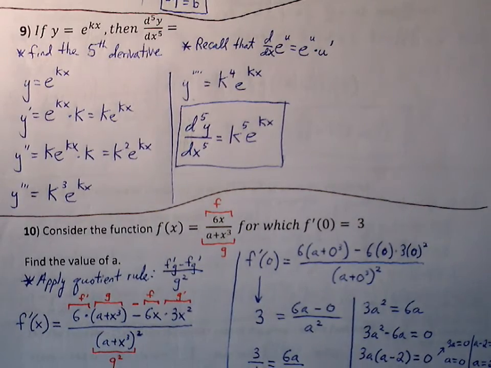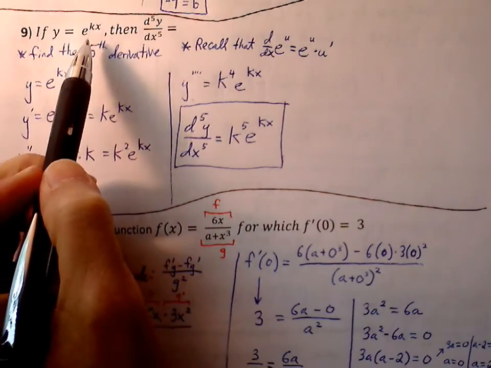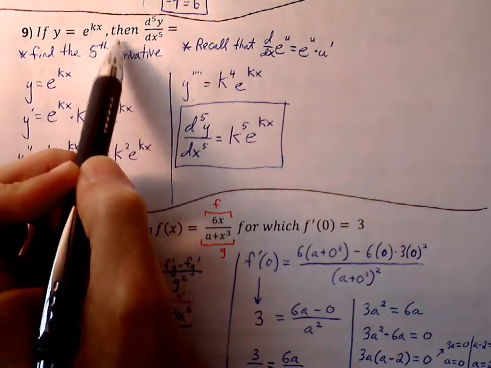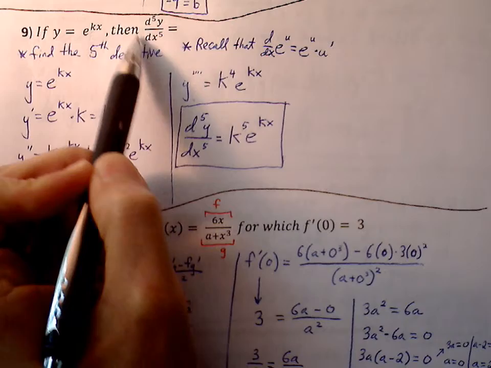Number 9, we have y is equal to e to the kx. The k is a coefficient, it's a numeric value. X is the variable here. We want to find the fifth derivative.